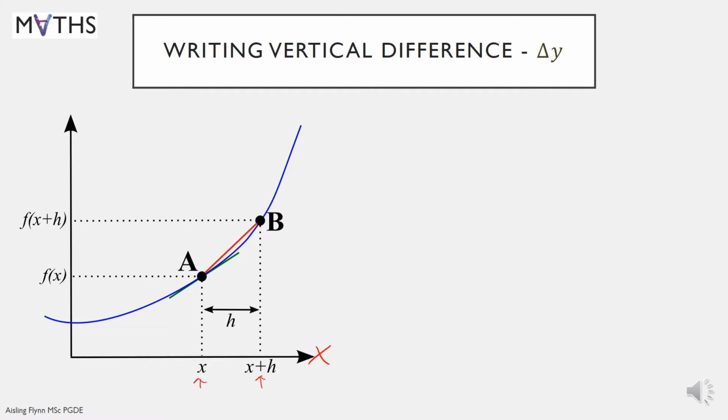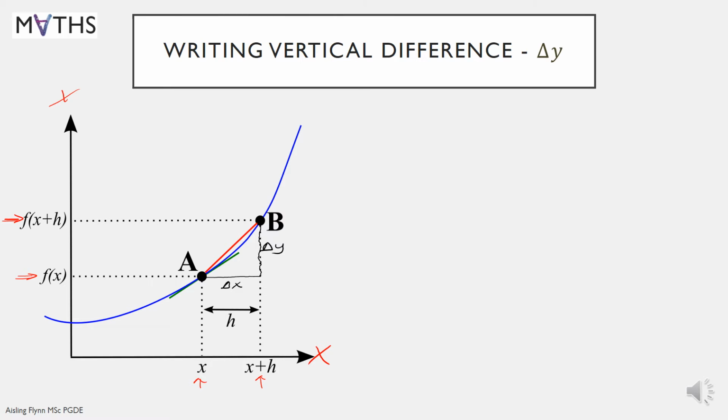For points A and B, they have the x values of x and x plus h, and their y values are here on the y-axis, and they are f of x and f of x plus h. Okay, and so I'm going to begin by just drawing some lines here so we can see more clearly what will be our delta y and our delta x.